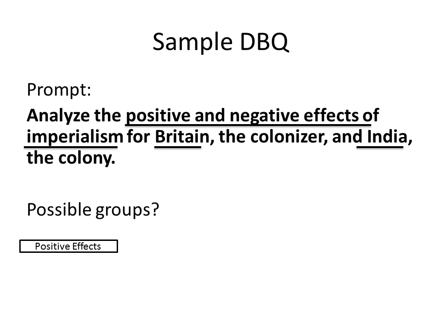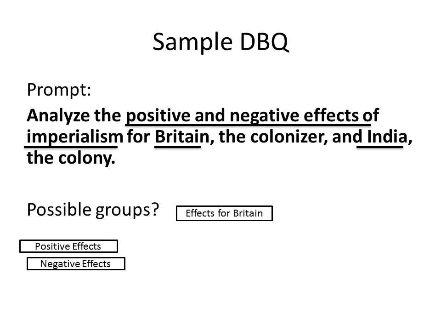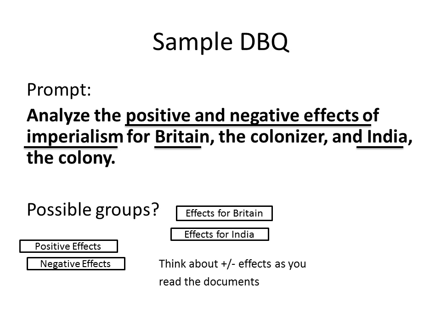So possible groups: you might want to have two groups, one about the positive effects, one about the negative effects. You might want to have effects for Britain. You might want to have effects for India. You're basically going to be looking through these documents and looking for positive and negative effects, and that's how you're going to be marking these documents up. So let's take a look.